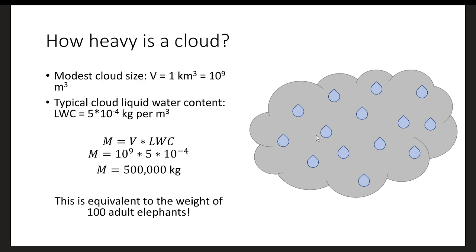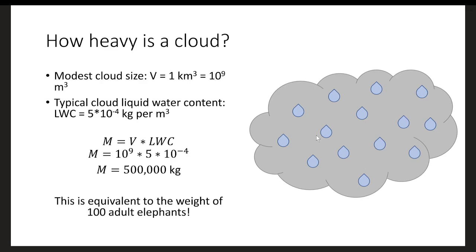So let's talk about this little formula really fast here. So the volume is 1 kilometer cubed. Wow, that's pretty big. Yeah, I guess that's a modest cloud size. So 1 cubic kilometer, which is 10^9 meters cubed. Typical cloud liquid water content. So liquid water content is 5 times 10^-4 kilograms per meter cubed. That changes a lot, but I guess that's a good, reasonable value.